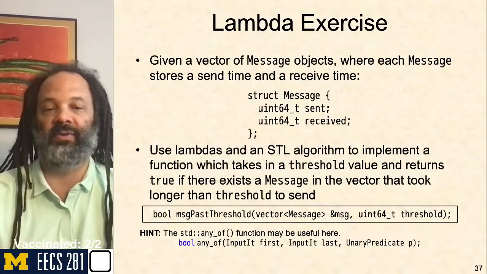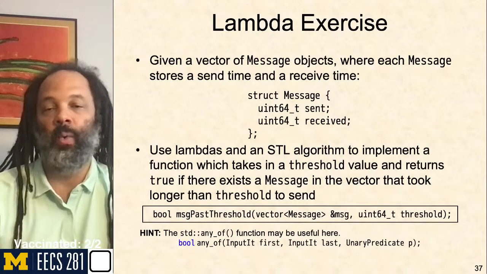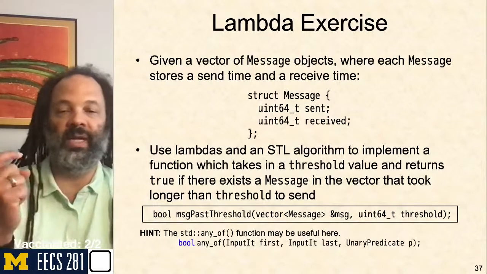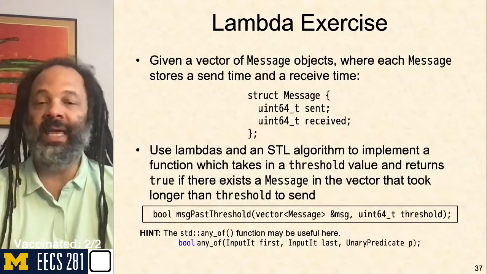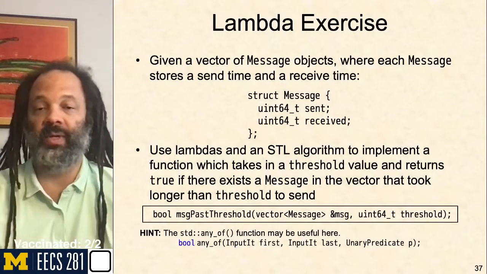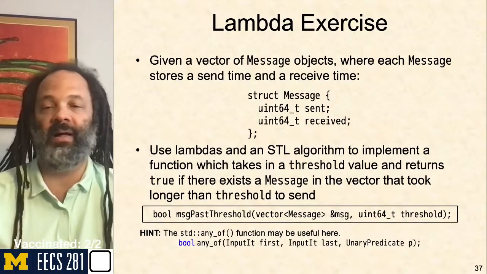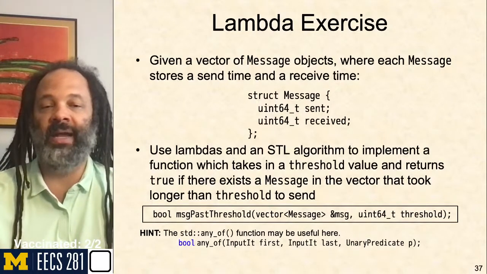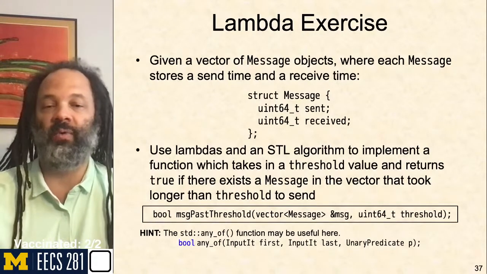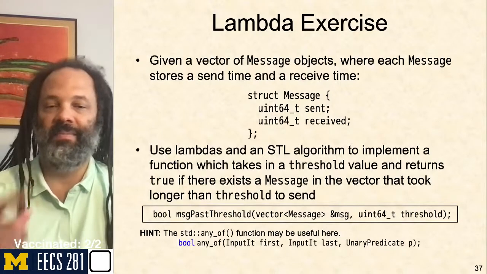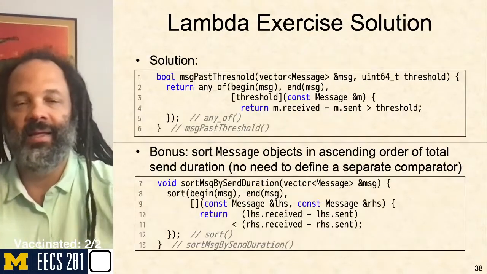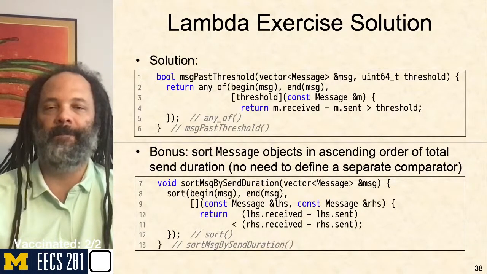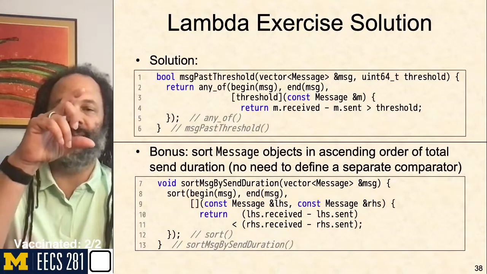So we're going to take a whole vector of these messages and we want to return, was there any message that took too long? Well, you're going to make message_pass_threshold do this with any_of, which is a function from the STL. Write it down, look it up. It's in algorithm. any_of takes a range and a unary predicate, which you can write as a lambda. That's the exercise, and here is the solution. Take a gander at it, pause it if you need to. Here's the function message_pass_threshold.